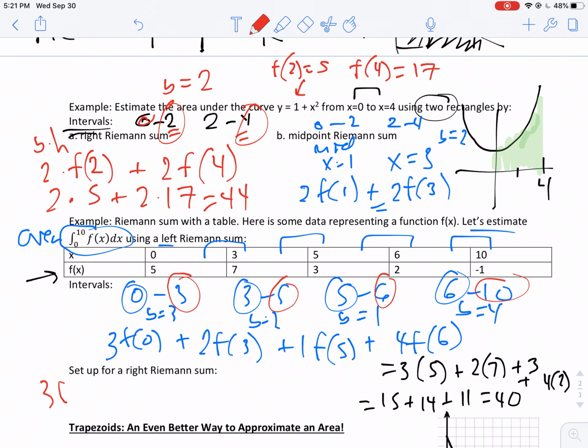This is an important skill. Make sure that you can take the Riemann sum using a table. That'll show up on the AP test for sure.